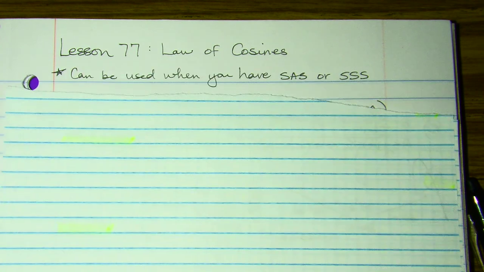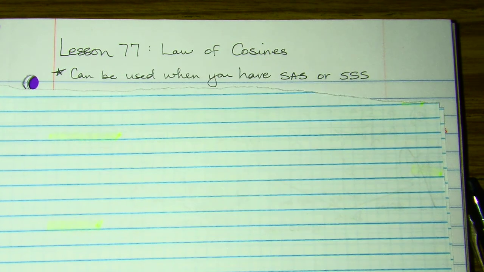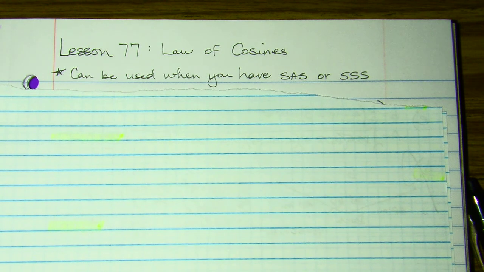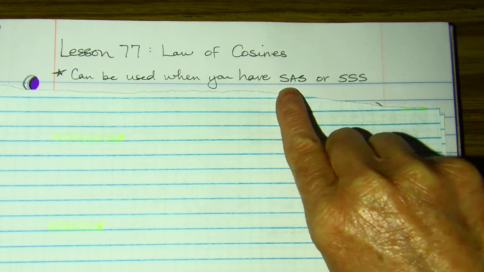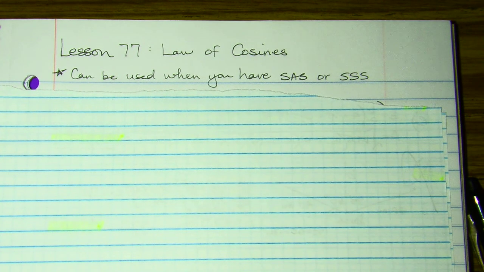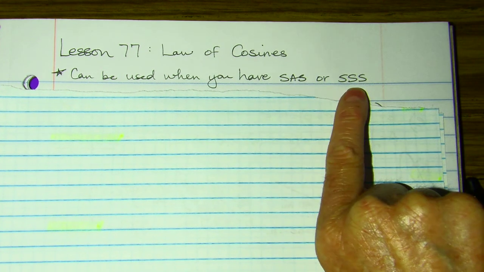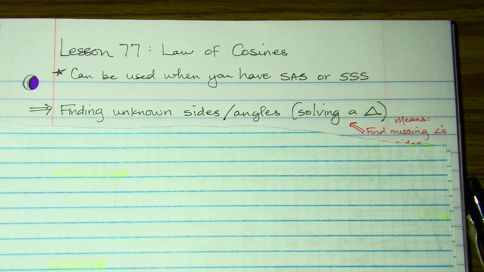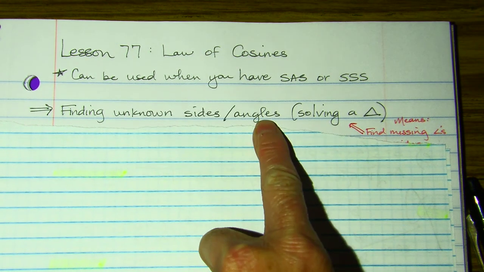So the Law of Cosines can be used when we have side, angle, side, or when we have all three sides. Side, angle, side means that they're all next to each other. The angle is included. That's review from geometry. Or we have all three sides. We are going to use the law of cosines to find unknown sides and angles.